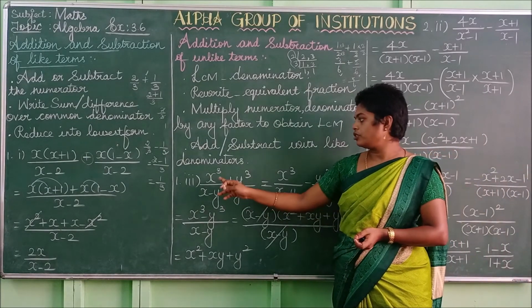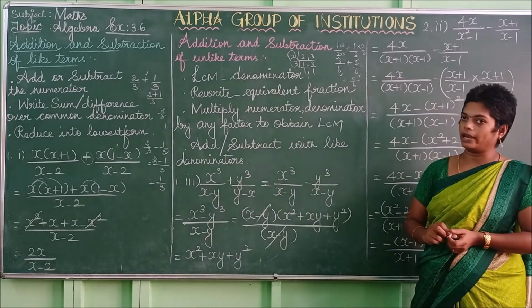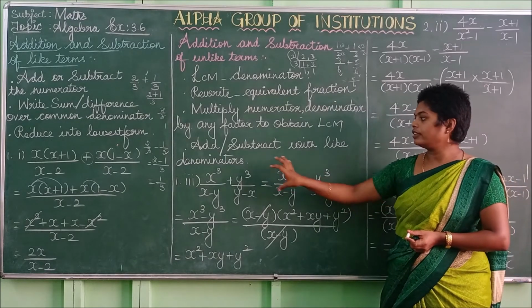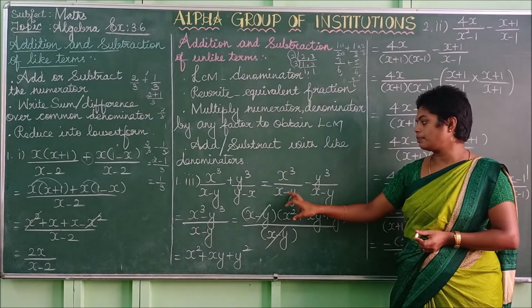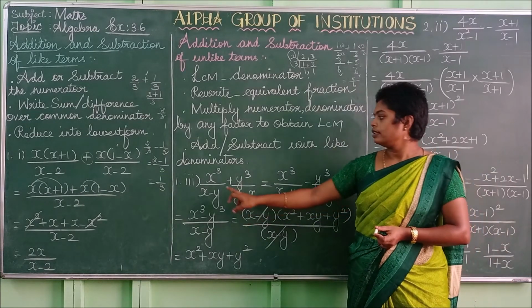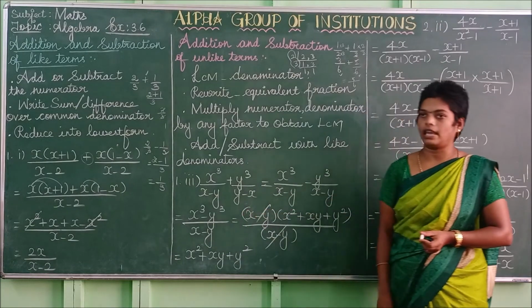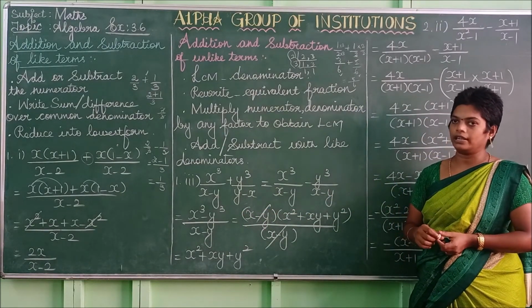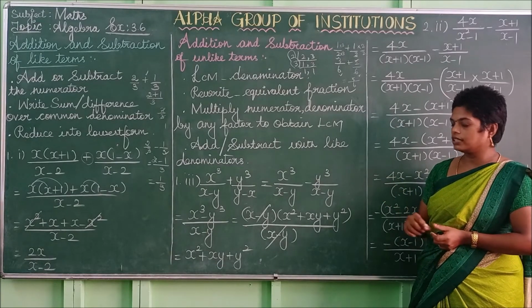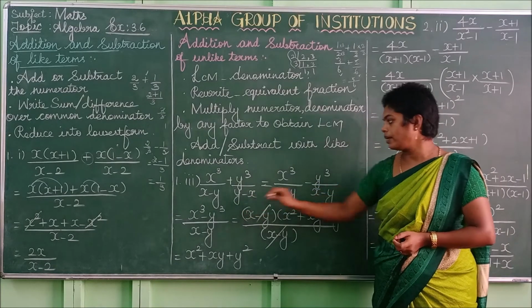So what is the third subdivision? x cube divided by x minus y plus y cube divided by y minus x. First of all, take that first value as it is: x cube divided by x minus y. Here the denominators are both different: x minus y, y minus x. If they are the same, we can easily add or subtract the numerators. So for that case, I am changing the second term's denominator. Here the value is y minus x.